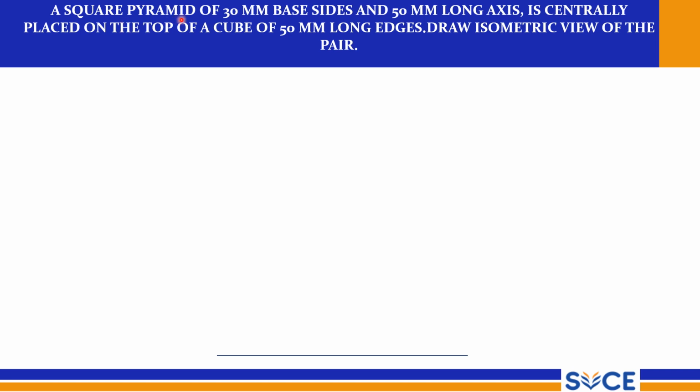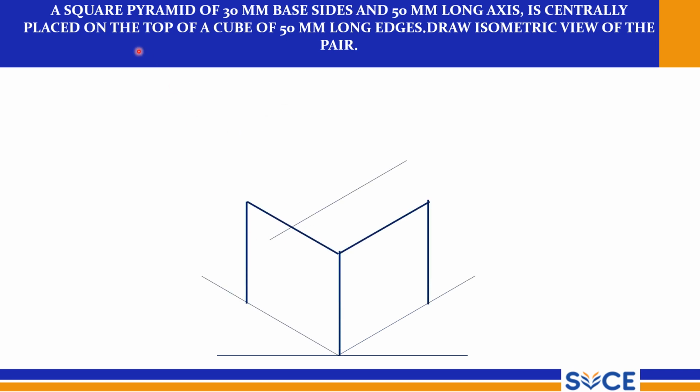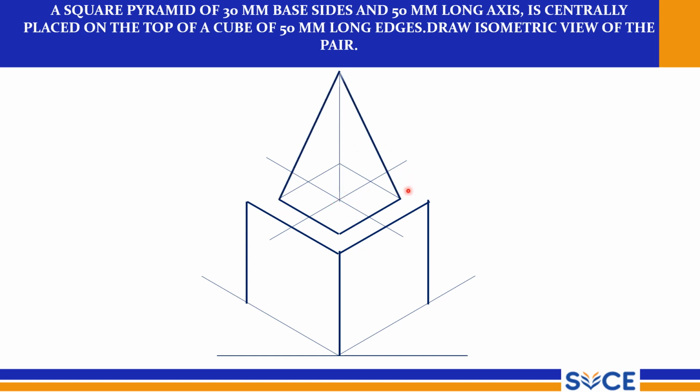So here a square pyramid of 30 mm base sides and 50 mm long axis is centrally placed on the top of a cube of 50 mm long edges. Draw isometric view of the pair. So here isometric view only, no need to draw anything else. So this is the prism. It is a cube, and a cube is a type of prism. Use the centers effectively, and from here draw the given height of the pyramid. Now connect them. This is the combination of simple solids, and you can draw the invisible edges only with thick lines.